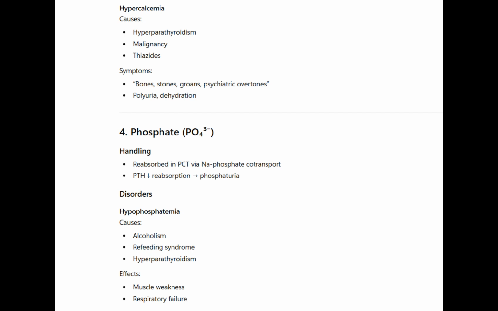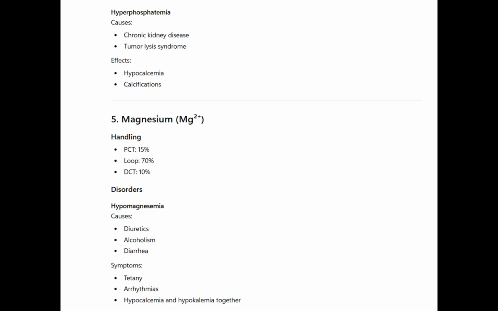Hypophosphatemia, low phosphate. This occurs in alcoholism, refeeding syndrome, hyperparathyroidism, and diabetic ketoacidosis treatment. Symptoms include muscle weakness, respiratory failure, and rhabdomyolysis. Phosphate depletion impairs ATP production.